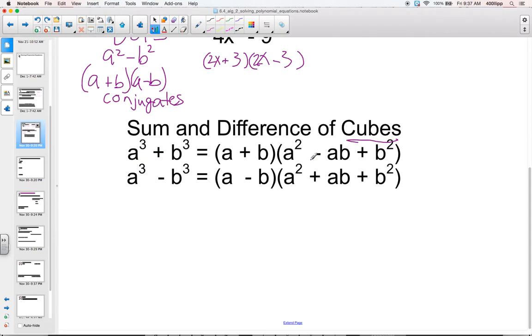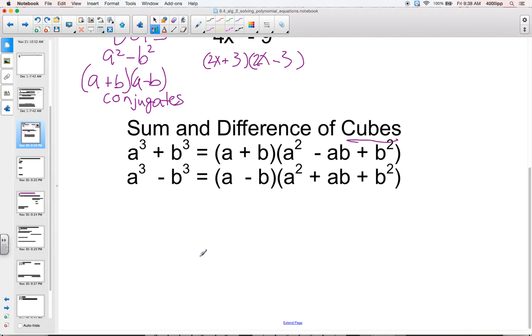And we actually already did this when we multiplied that binomial times the trinomial. We proved that this is what we'd get, a cubed plus b cubed. So if this is a plus, then we'll just have a plus b, same sign as here. And then we'll have your a squared. This will be the opposite sign, minus ab plus b squared. And then similarly, if it's a cubed minus b cubed, this is a minus, this one is a plus.